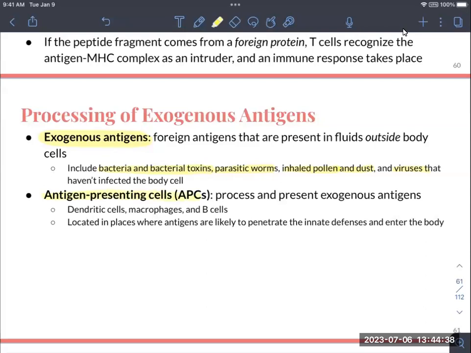Antigen presenting cells are going to process these different antigens. They're going to present these antigens. So those are those dendritic cells, those macrophages, and those B cells. So these cells tend to sit where these antigens are likely to penetrate these different innate defenses by entering the body.